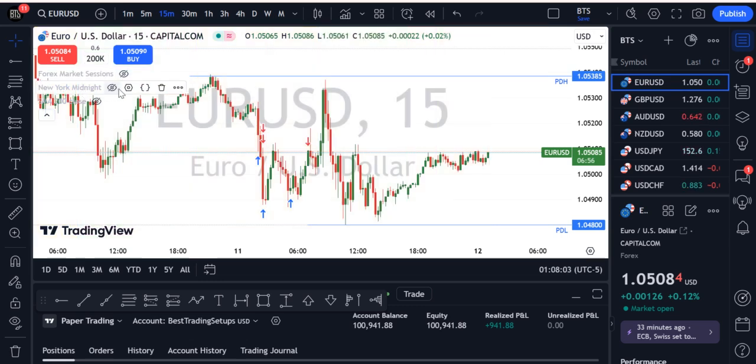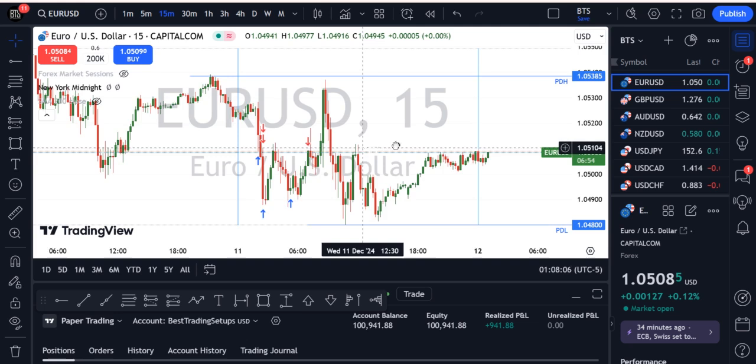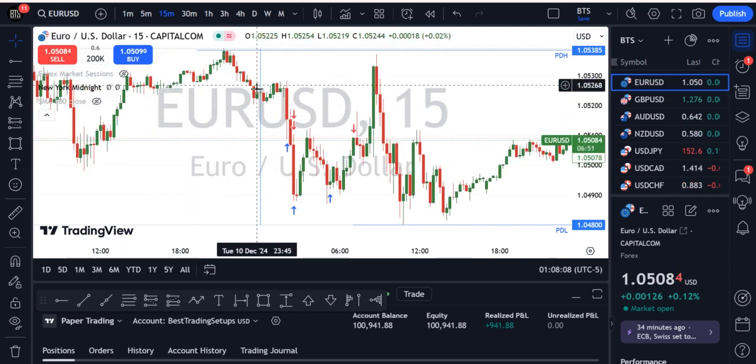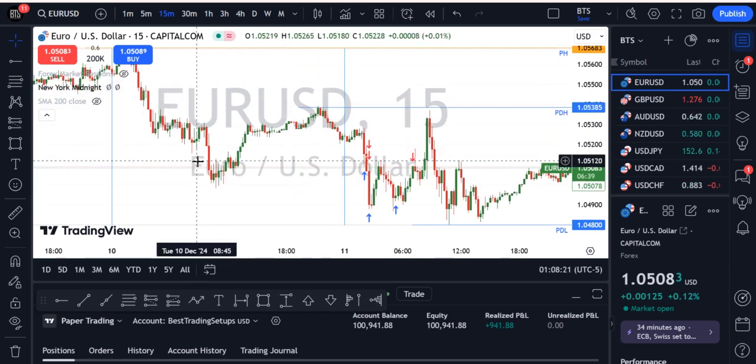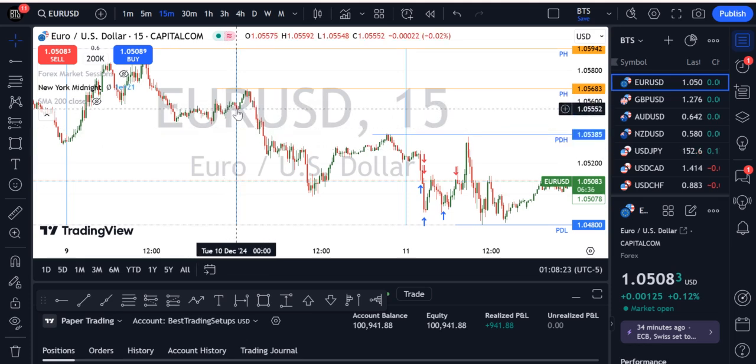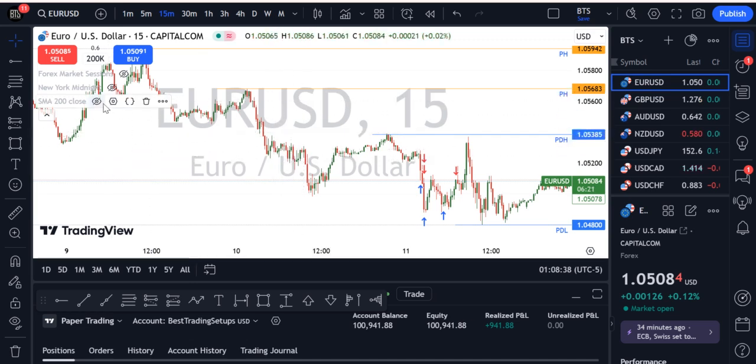Next, I have my New York midnight candle. I use it to highlight my New York midnight price and basically find entries above the New York midnight candle, so above the opening price. That's a strategy for another time.